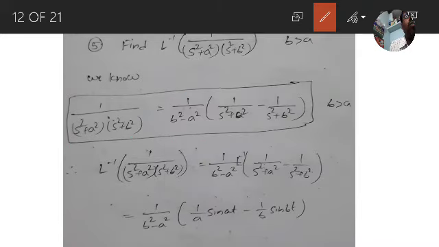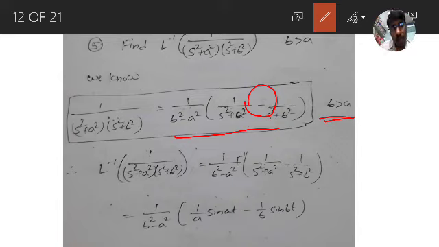into 1 by s square plus a square minus 1 by s square plus b square. In between you have to put minus. That's it. You note down where b is greater than a. When b is greater than a, we have a formula. What is that? 1 by s square plus a square into s square plus b square is equal to 1 by b square minus a square into 1 by s square plus a square minus 1 by s square plus b square.